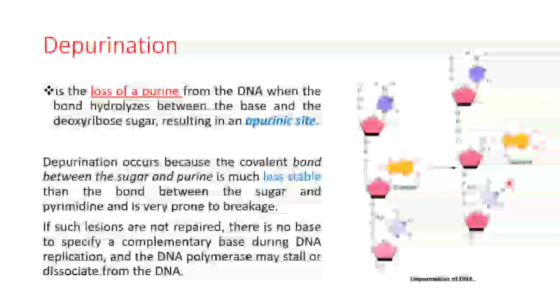How does this apurinic site affect the process of replication? When the DNA polymerase reads the sequence, it reads the first base, adds a complementary one, then reaches this part, which is an apurinic site. At this level there is no more base, so the DNA polymerase cannot introduce a complementary base in the newly synthesized DNA. So at this level, the DNA polymerase will dissociate from the DNA and the process of replication will end.